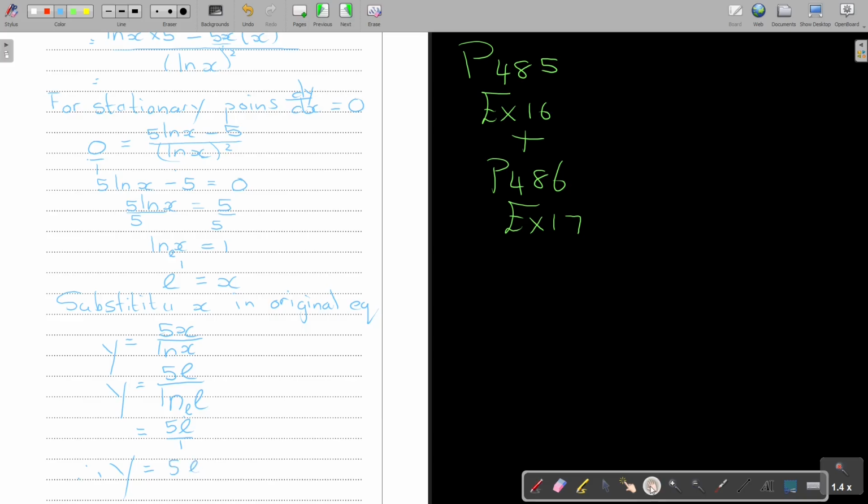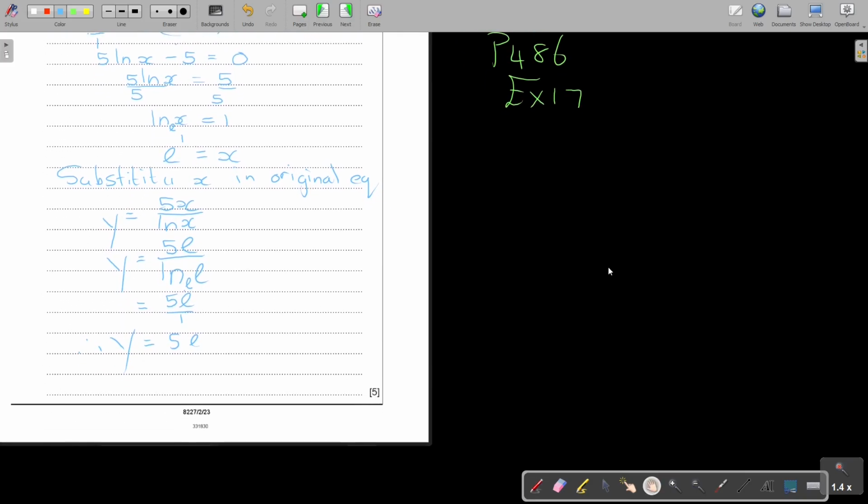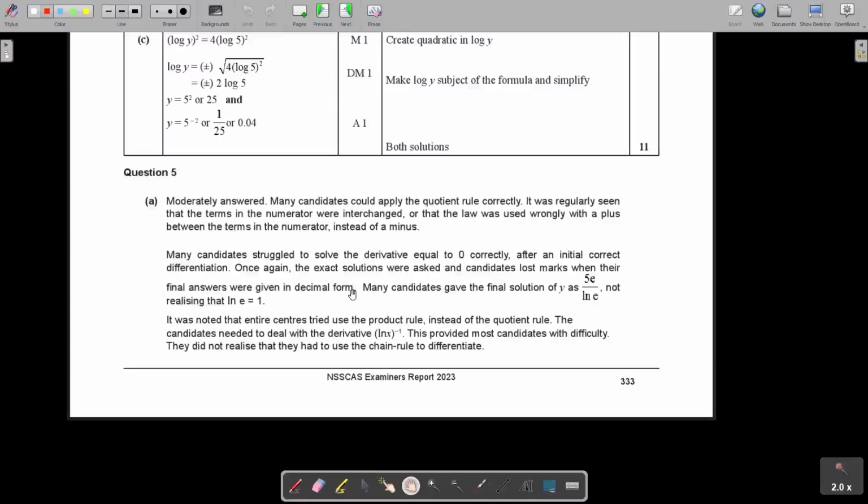And remember, they want it exact. Don't use your calculator. So therefore, the coordinate of the stationary point will be, what's the x value? e. What is the y value? 5e. And that's how I will do number A.